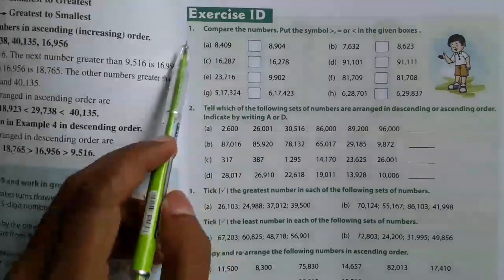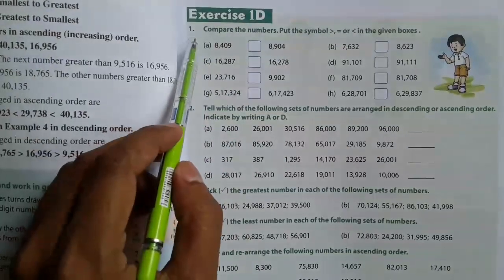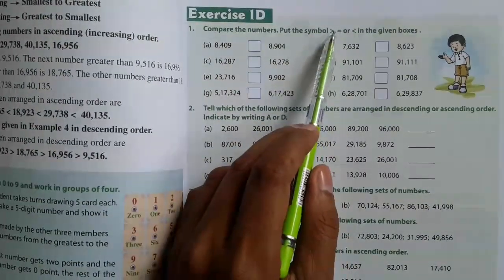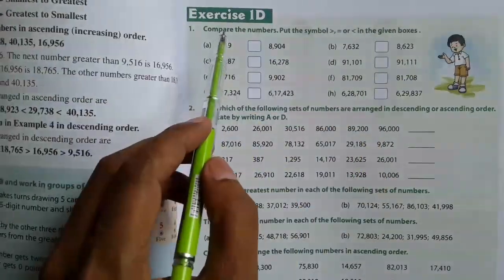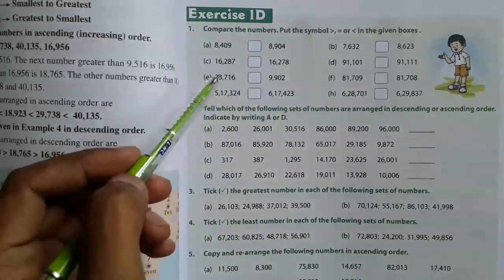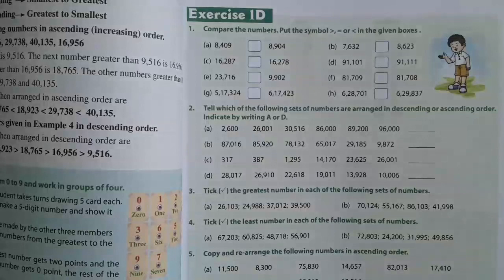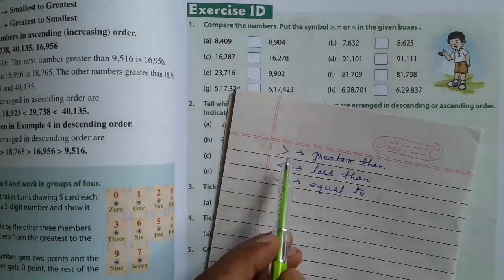Today we will start exercise 1D of mathematics class 4th. So the first question is, compare the numbers, put the symbol greater than, equal to or less than in the given boxes. So first we will know how we can compare two numbers and what the symbols for comparing numbers are. Okay students, first we will get to know the meaning of these symbols.